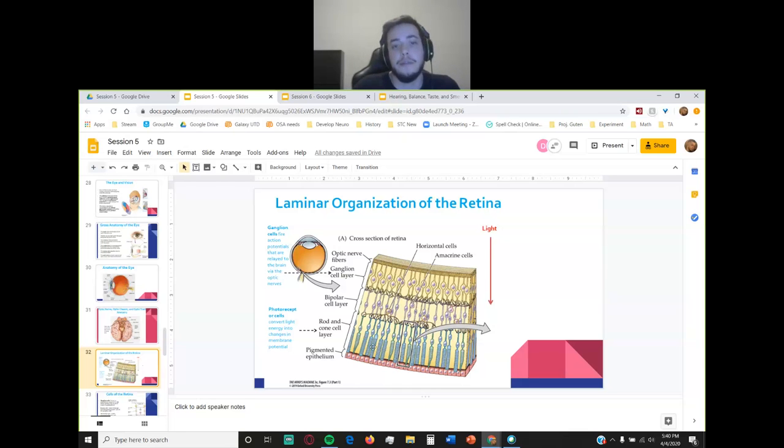But here's the order. The light hits the rods and the cones. They will process that information. It'll be given to the bipolar cell layer, then go to the ganglion layer, and the ganglion is going to take it out through the optic disc and take that information to make the optic nerve and the tract. So know that the receptors are what's going to be converting the light into energy, into a membrane potential. And the ganglion cells are what's going to be firing action potentials, and that's going to be relayed to the brain.